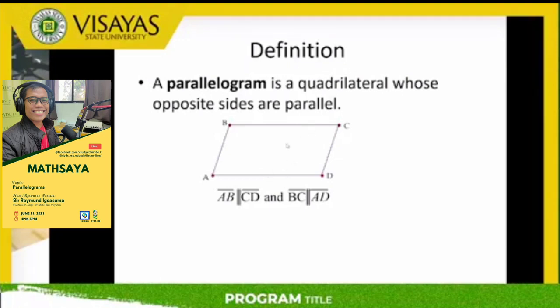Because if you are going to extend these two sides, these two segments here, there is no possibility that they are going to meet. So one important characteristic of parallel lines is that if you extend them to the left and to the right, or up and down, they will not meet with each other. That is why it is called parallel sides, or parallelogram, because the two pairs of sides are parallel.